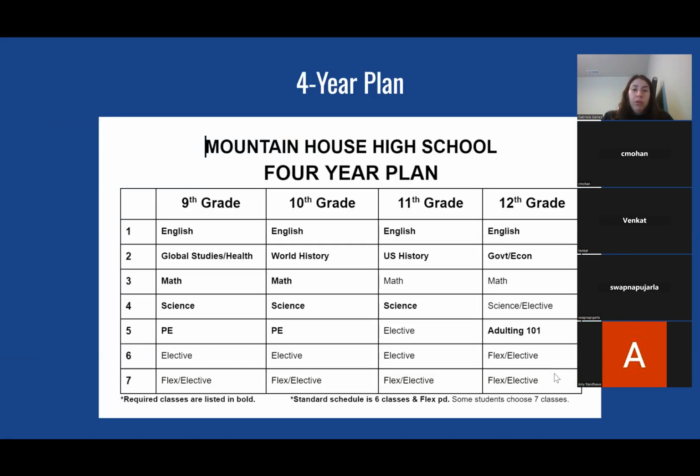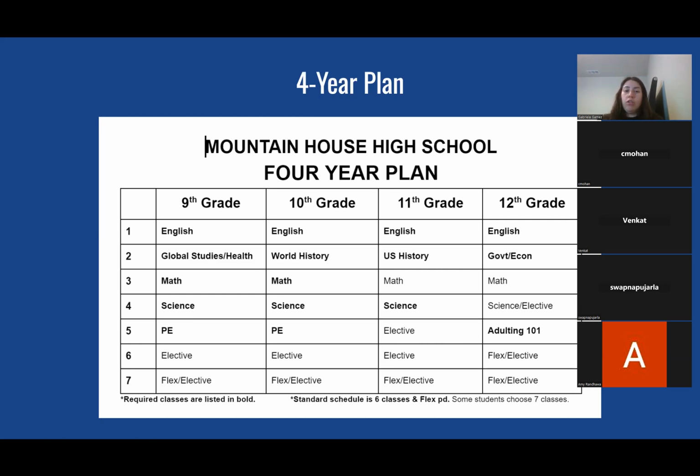So for a 4-year plan, this is what we generally look at for Mountain House High School. In 9th grade, you can see the classes there: English, Global Studies, and Health for each semester. Math, Science, PE, elective, or elective and a flex. Generally, it is similar when you're going 10th, 11th, 12th grade.